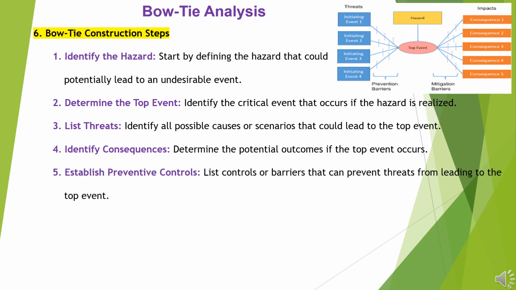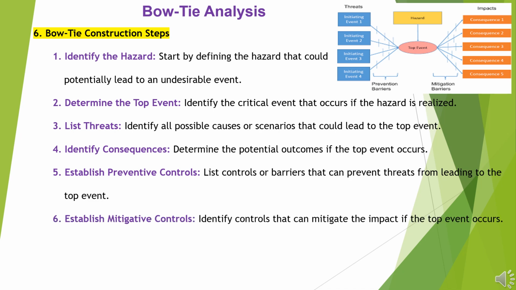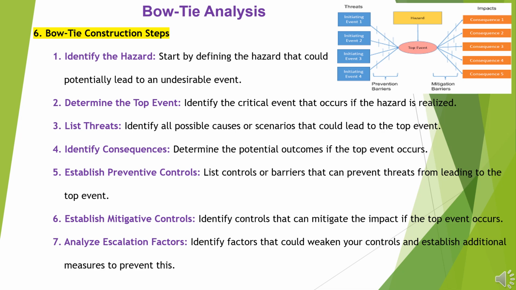5. Establish preventive controls. List controls or barriers that can prevent threats from leading to the top event. 6. Establish mitigative controls. Identify controls that can mitigate the impact if the top event occurs. 7. Analyze escalation factors. Identify factors that could weaken your controls and establish additional measures to prevent this.